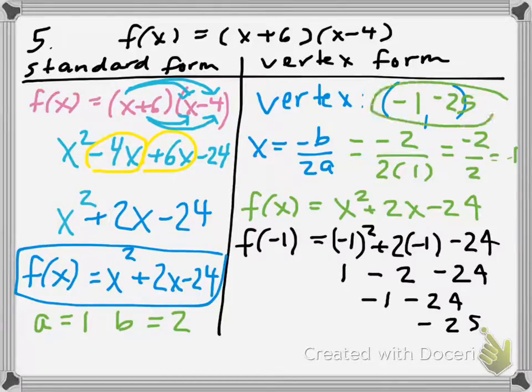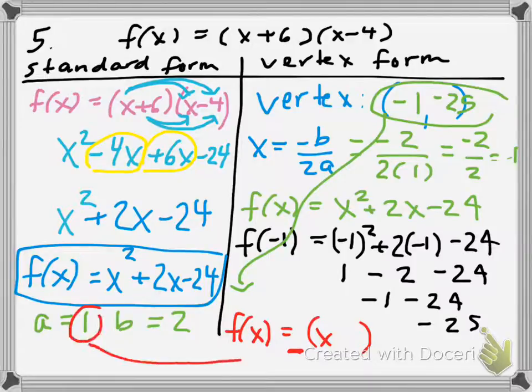Now that I have my vertex, I could write my final vertex form. So I have f of x equals, I open up parentheses, first term is always x. By the way, the number in front of the parentheses is always a. And in this case, since a is 1, I really don't need to write any number in front of the parentheses. So I'm leaving that blank.